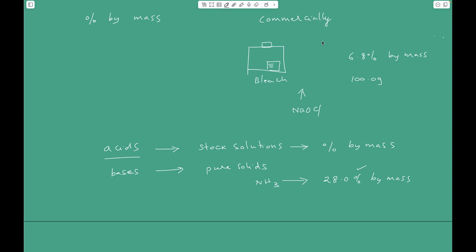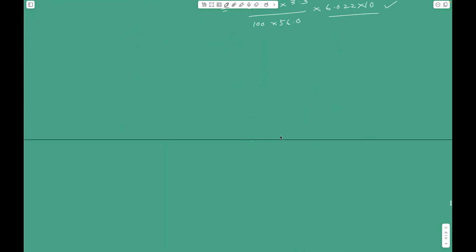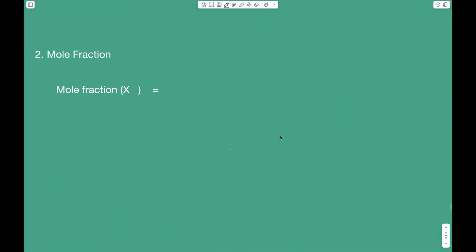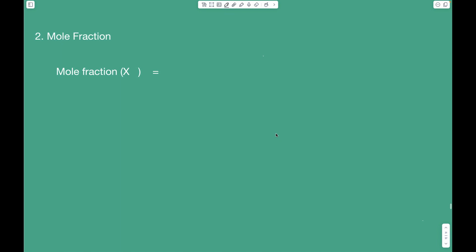Now we are ready to move on to the next concentration term, that is mole fraction. Now isn't the name mole fraction similar to mass fraction that we discussed before? Of course it is. Therefore the definition of mole fraction is also similar to mass fraction we discussed before. All we have to do is replace wherever we have mass in the definition with number of moles to get the definition of mole fraction.